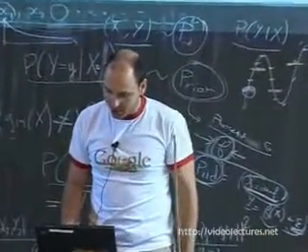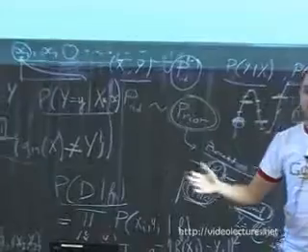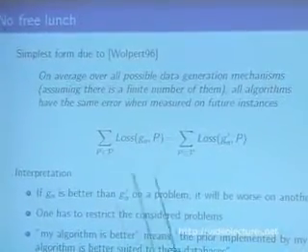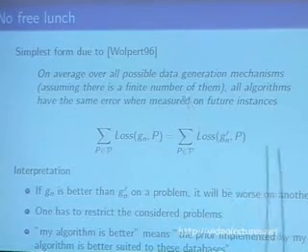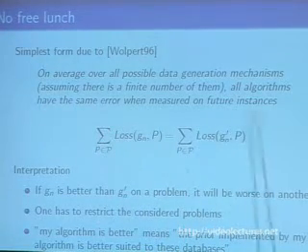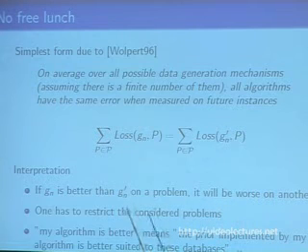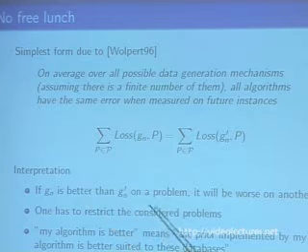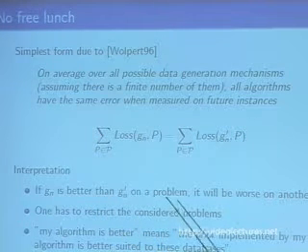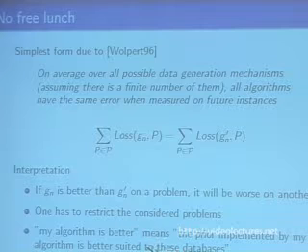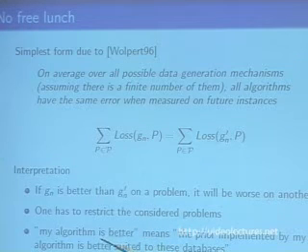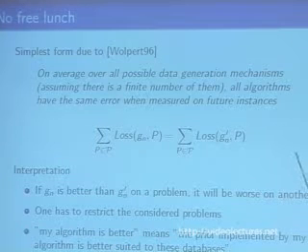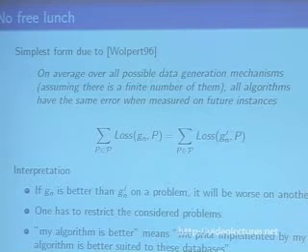So how do we interpret that? Basically it says that on average over all problems, any algorithm has the same loss, which is kind of disturbing. Another way to state it is that over all possible data generation mechanisms, our algorithms have the same error when measured on future instances. Which implies that if you have one algorithm that is better than another on a certain given problem, then it will be worse on another problem. So you cannot ever say my algorithm is better. You have to say my algorithm is better for this specific problem, because it will be worse for some other problem.